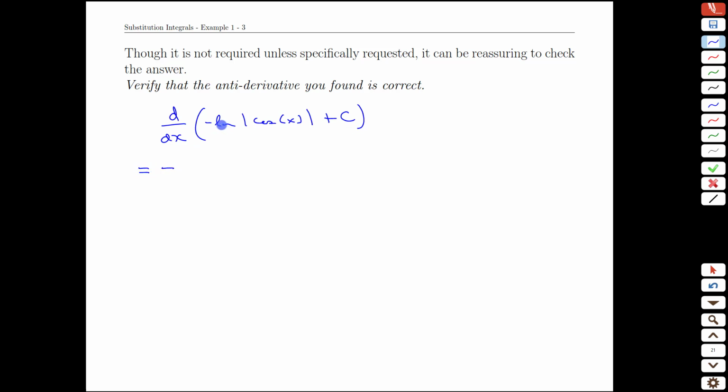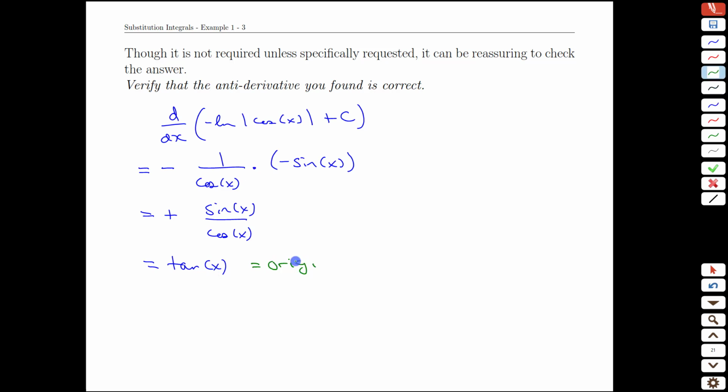We have negative. The derivative of ln of anything, even the absolute value, is 1 over that same thing. Then we multiply from the chain rule the derivative of the inside. Derivative of cos is negative sine, and the derivative of the constant is 0. Notice we have a double negative, so it goes positive, and we end up with sine of x over cos of x, which, as our favorite simplification, is equal to tan of x. That equals our original integrand. And so we have the right antiderivative up there.